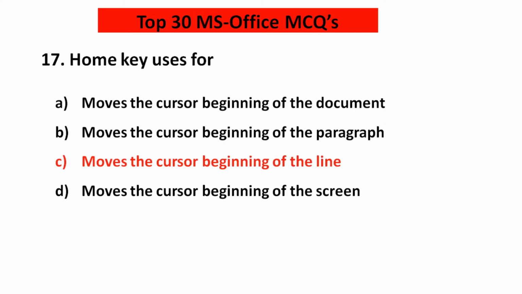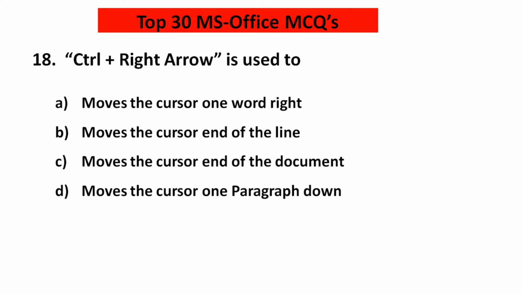Next question. Ctrl plus right arrow is used to: option A. Move the cursor one word right. B. Moves the cursor to the end of the line. C. Move the cursor to the end of the document. D. Move the cursor one paragraph down. The right answer is option A. Move the cursor one word right.